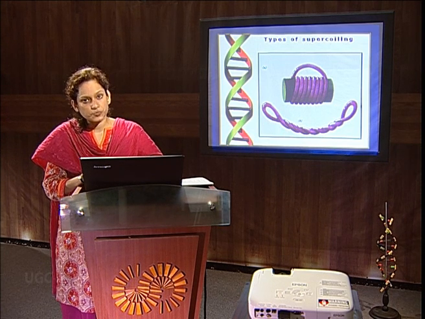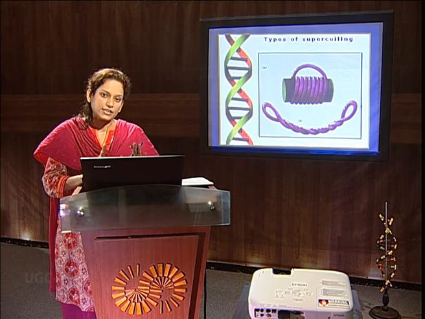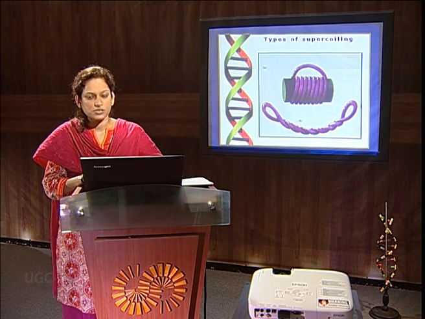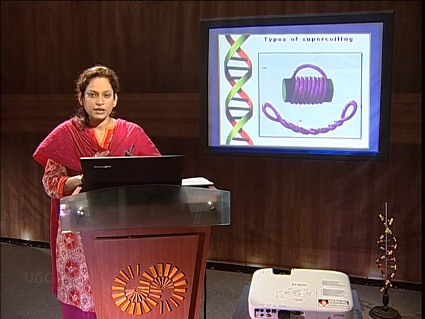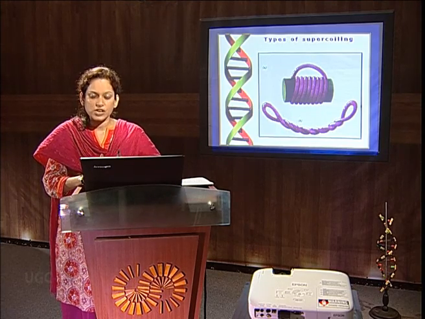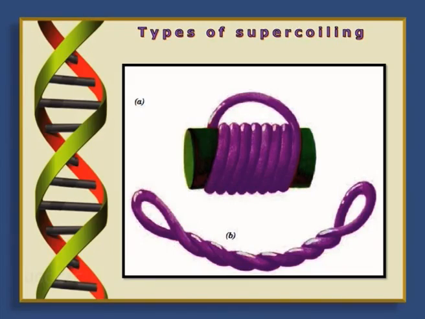Now, the types of supercoiling. Apart from positive and negative supercoiling, DNA can be supercoiled in two major forms. One is the toroidal supercoiling, another is the interwound supercoiling. Toroidal supercoiling takes place when DNA is wound around a cylinder, whereas the interwound supercoiling takes place when the DNA is twisted upon itself. This is known as the interwound supercoiling.